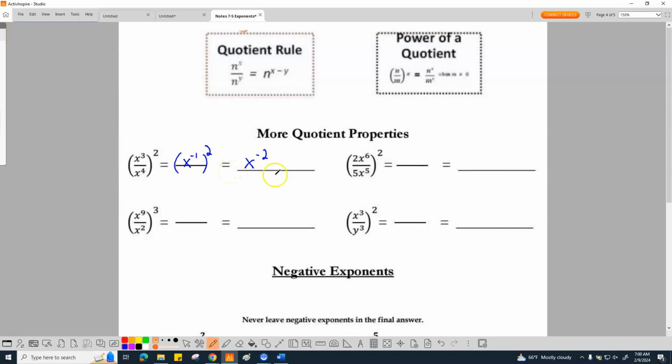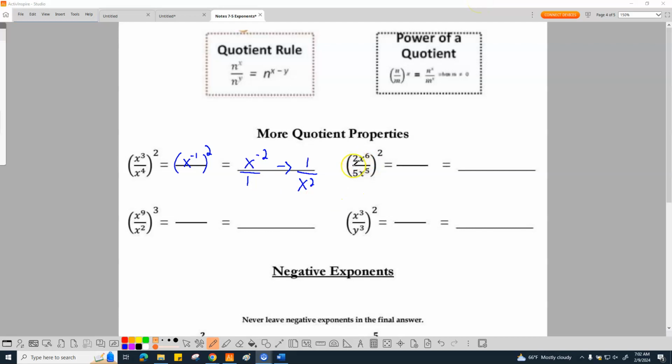But here's the deal. We don't like negative exponents inside our answer. So you're going to switch it. You just basically move x to the negative 2 to the bottom, and it won't leave a 0 up there. It'll leave a 1. And that's going to be what the answer looks like. All right, let's go to the next example.